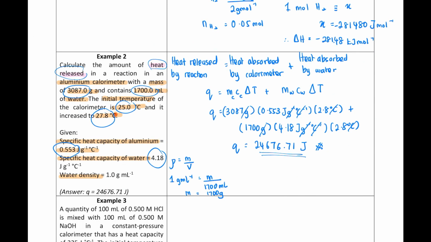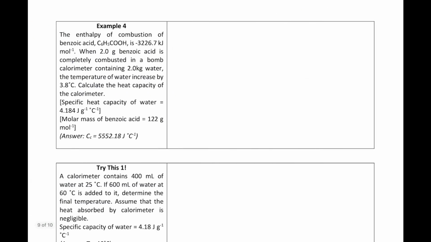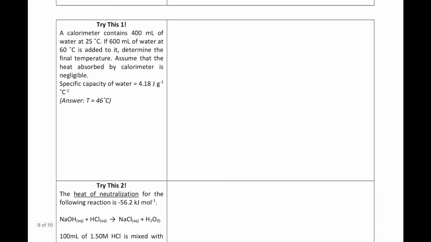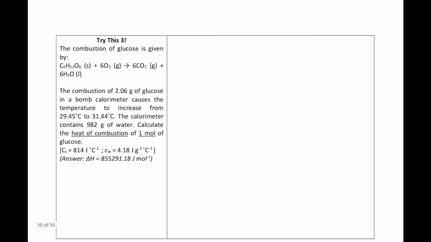Okay, so beza example 1, example 2. Example 2 ada banyak sikit surrounding dia. So how to identify? Look at the data given. Okay, so for example 3, you can try to do this on your own. Okay, together with example 4, try this one and try this 2. Okay, so we will discuss the answer. Try this 3 sekali. So we will discuss the answer in the next class lah.